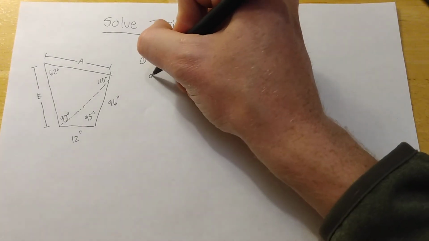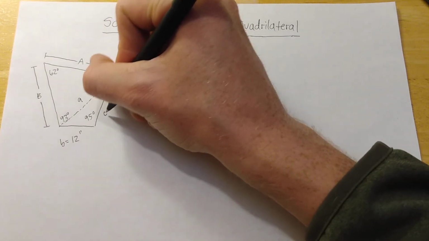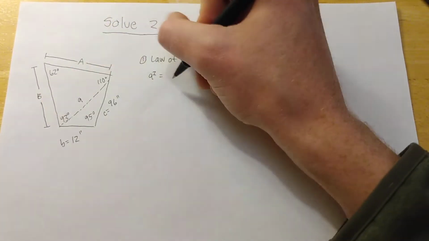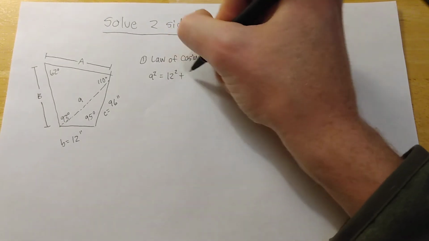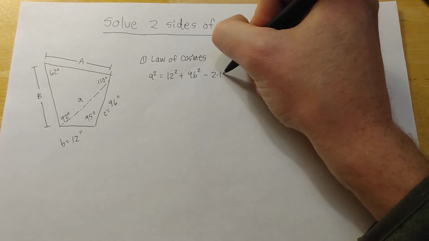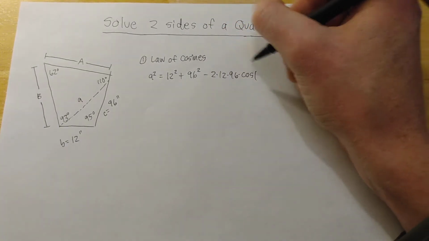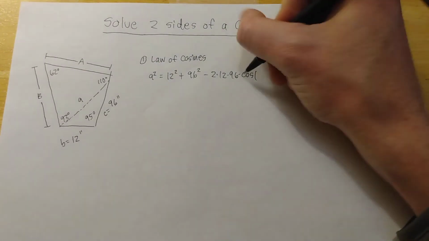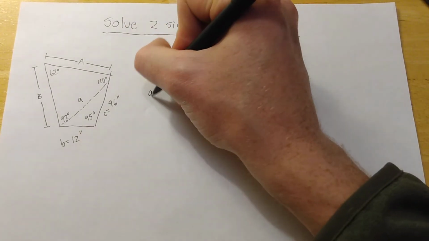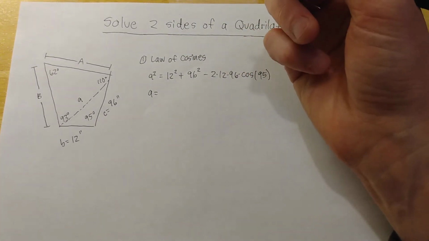It starts off with, we'll call this side A, we'll call this side B, and we'll call this side C. So A, B, and C are side lengths. A squared equals 12 squared plus 96 squared minus 2 times 12 times 96 times the cosine of the angle between them, which is 95. If we solve for A, eventually we'll get A squared equals 9,560.